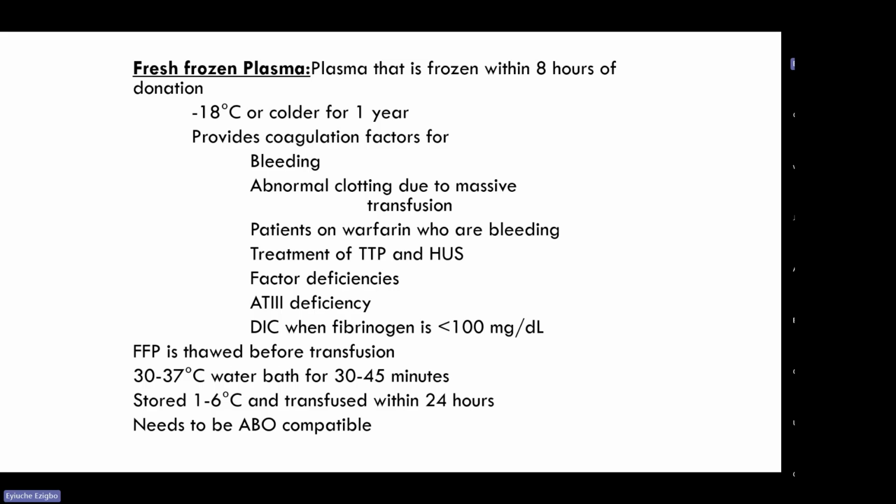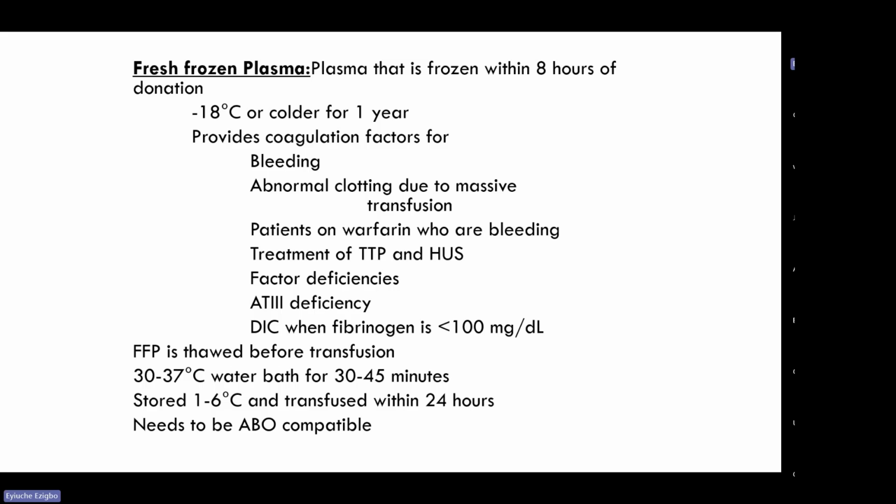It provides coagulation factors for bleeding. Okay. Abnormal clotting due to massive transfusion. These are where it can be needed. Patients on warfarin who are bleeding. Treatment of TTP and HUS. Factor deficiencies, antithrombin 3 deficiencies, DIC when fibrinogen is less than 100. So these are some of the conditions and situations where we can use fresh frozen plasma.